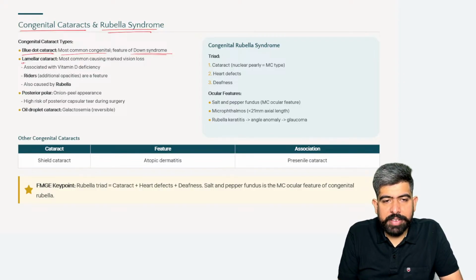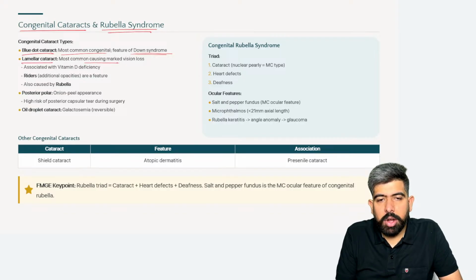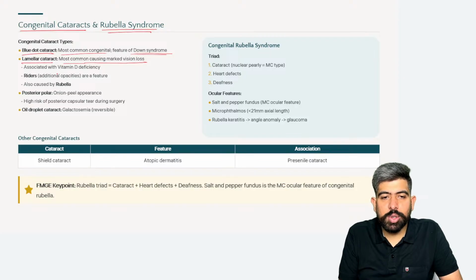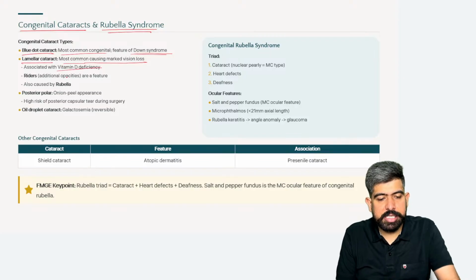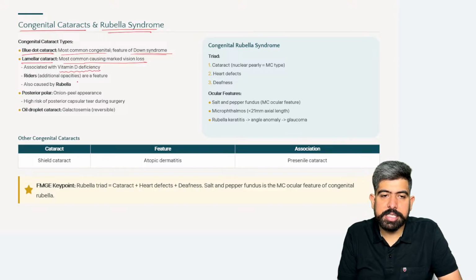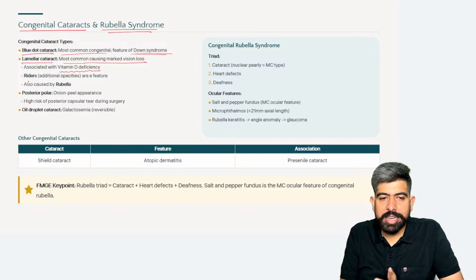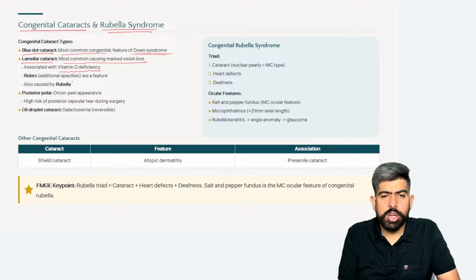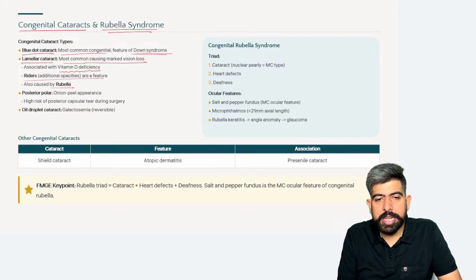Also, the patient can have a lamellar cataract. This is the most common cause of marked loss of vision, and it is mostly associated with vitamin D deficiency. Please remember, yes, vitamin D deficiency can cause cataract. And we also have riders, which are additional opacities. Please also remember this lamellar cataract can also be caused by rubella.